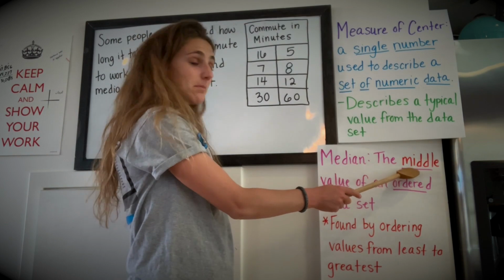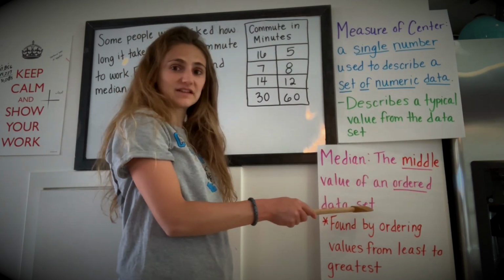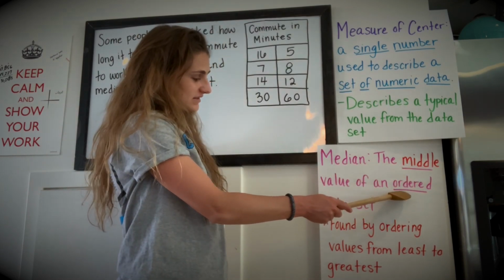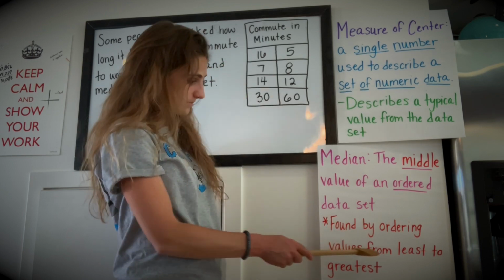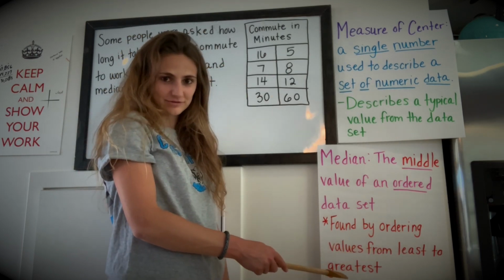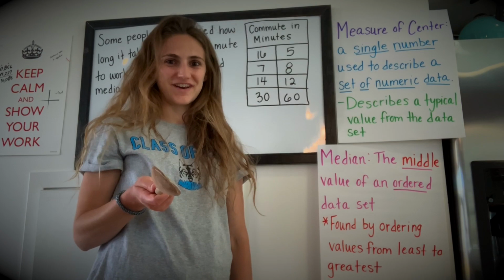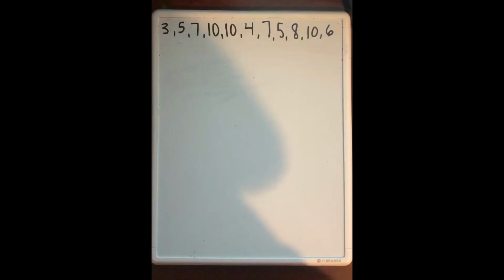The median is the middle of an ordered data set. And ordered means that the data is in order from least to greatest. Let's go to Miss Rogers for an example of how to find the median.